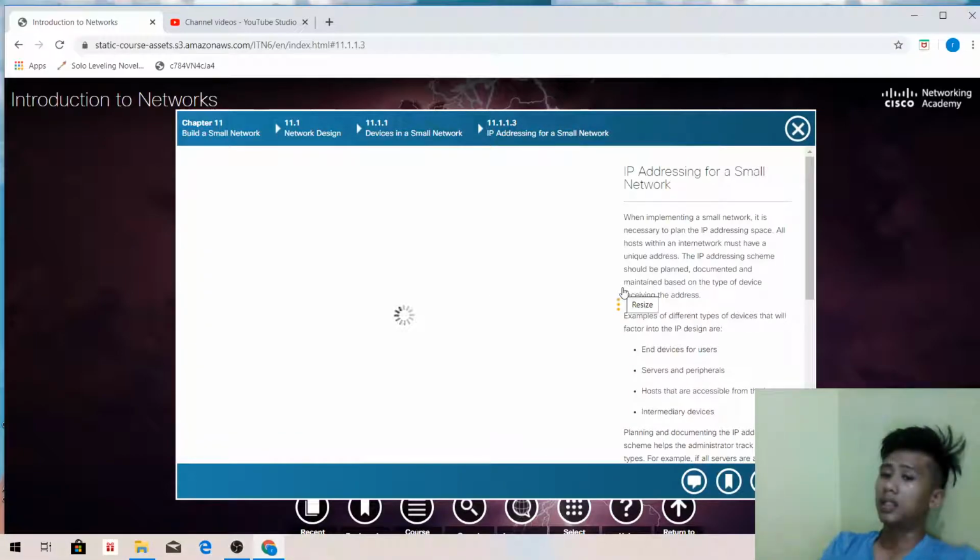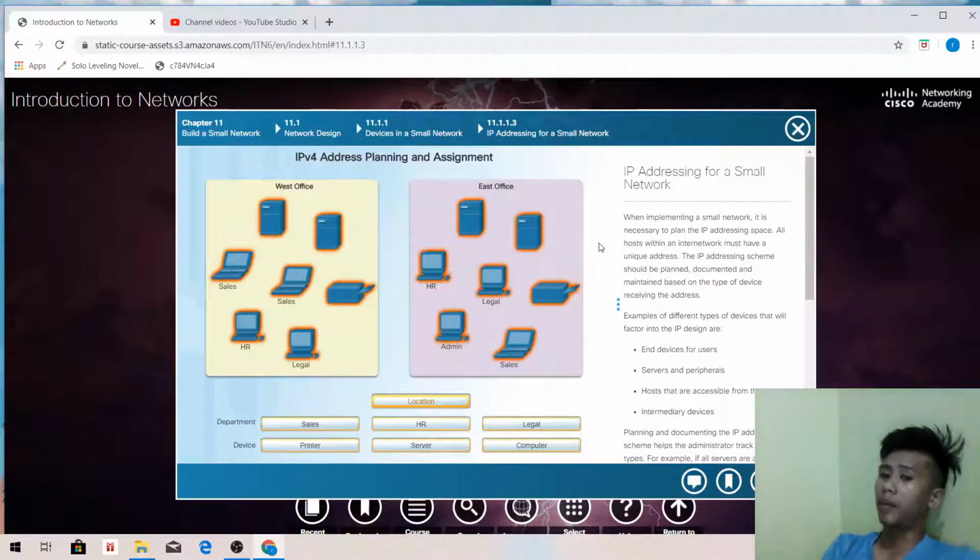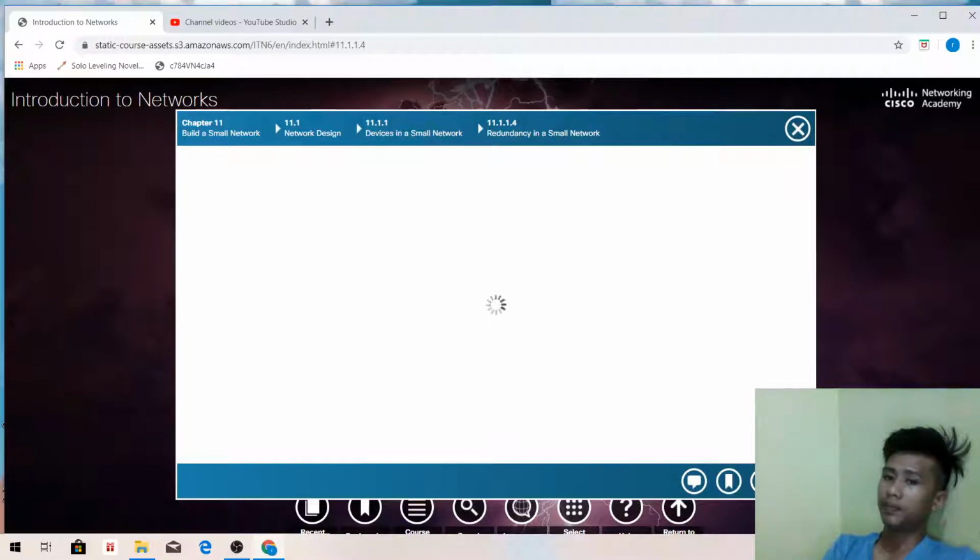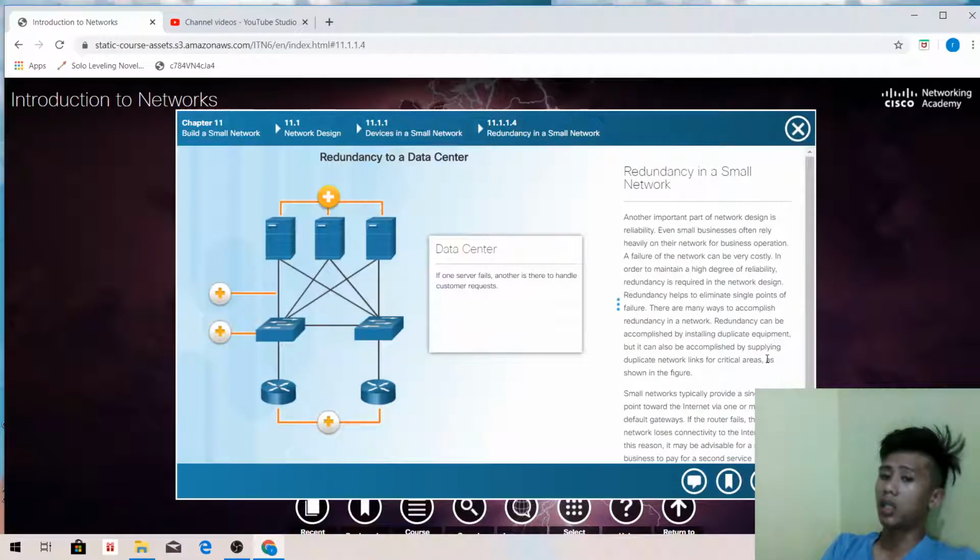So, IP addressing for a small network: when implementing a small network, it is necessary to plan the IP addressing space. All hosts within an internal network must have a unique address. And then, redundancy in a small network, like in a data center, means that if one server fails, another is there to handle the customer requests. Another important part of the network design is reliability.